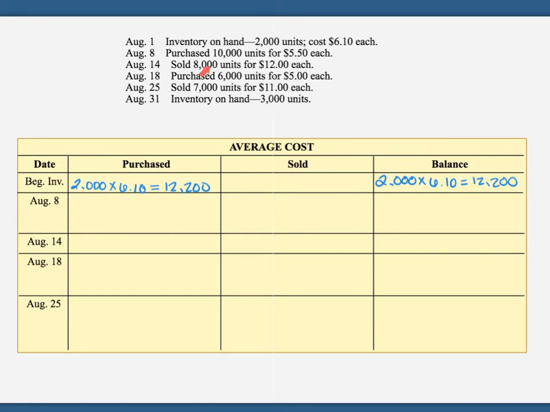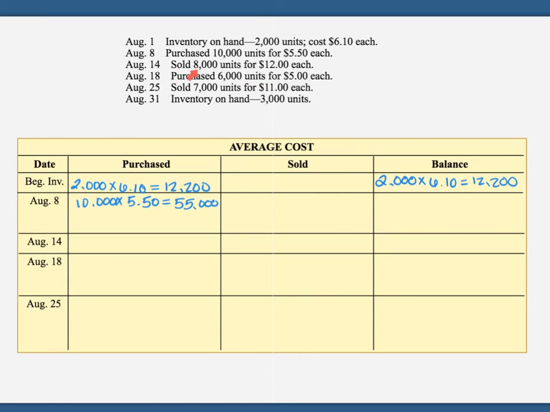We purchased 10,000 units for $5.50 each. Again, that's just like the last problem we did. 10,000 units times $5.50 equals 55,000. So now we see our August 14th transaction. We're going to be selling 8,000 units for $12 each.